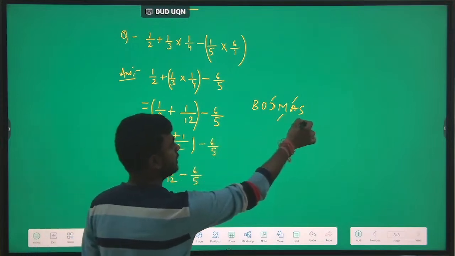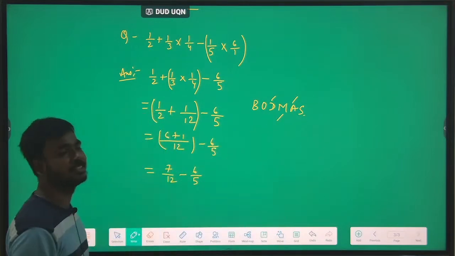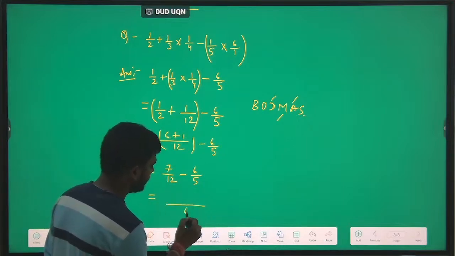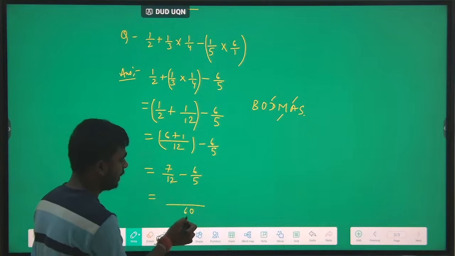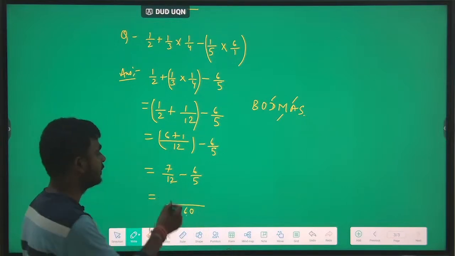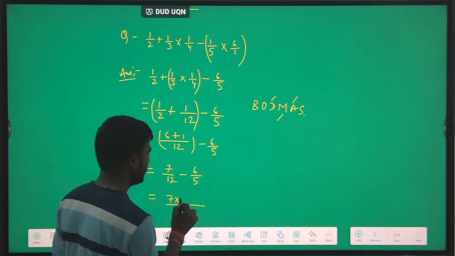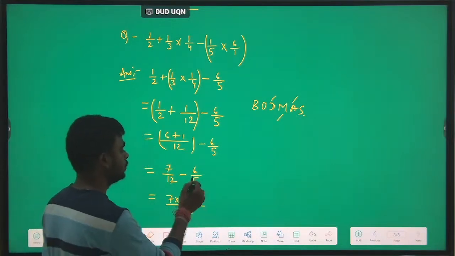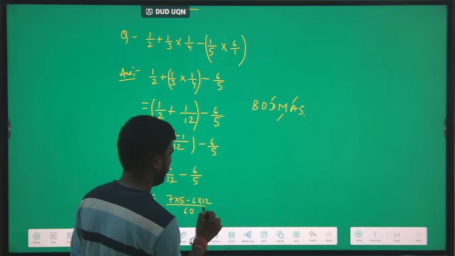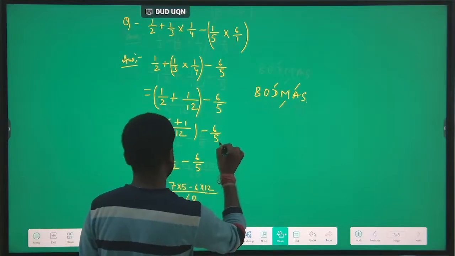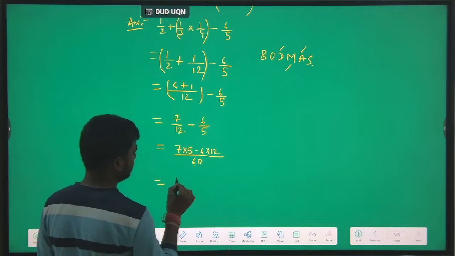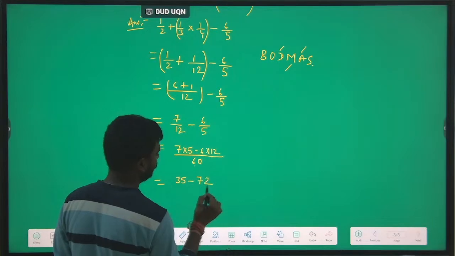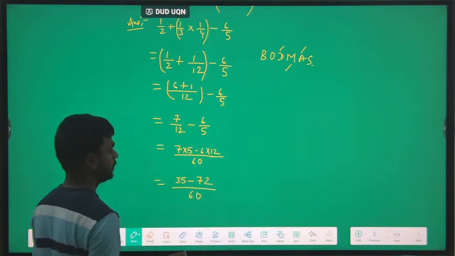Now after addition comes subtraction. Now we will subtract these two numbers. Okay. So the LCM of 12 and 5 will be 60. 12 when multiplied with 5 will give 60. So this 7 will be multiplied with 5, minus 5 when multiplied with 12 will give 60. So this 6 will be multiplied with 12. So what will we get? We will get 7 into 5 as 35 minus 12 into 6 as 72, whole divided by 60.